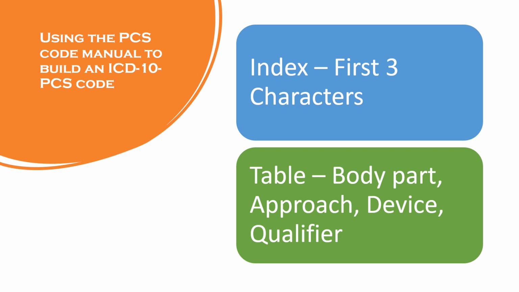As I said earlier, the codebook is set up to be easily navigated. You'll begin to create the code in the index. Look up the procedure name in the index first. There you'll find the first 3 or 4 characters of your code. Those will direct you to which section and table you want to go to in order to find the rest of the code. When you get to the appropriate table, you'll go to the 4th character to find your body part. Then go to the boxes to the right of that to find the approach, device, and qualifier characters that fit. With all the characters together, you now have your 7-digit code.